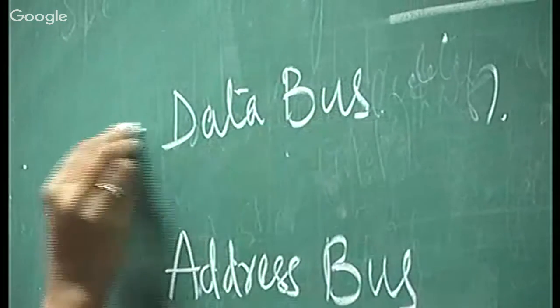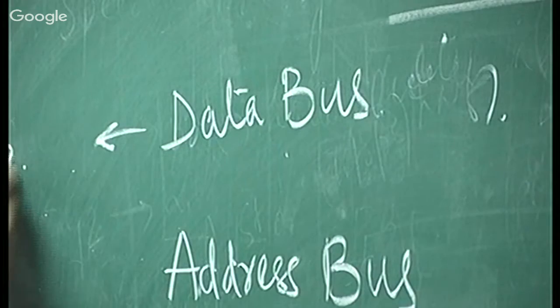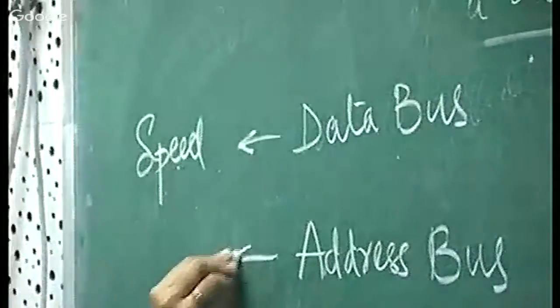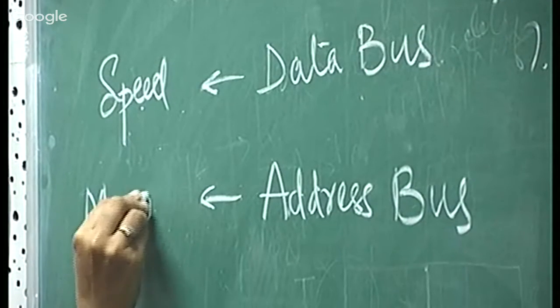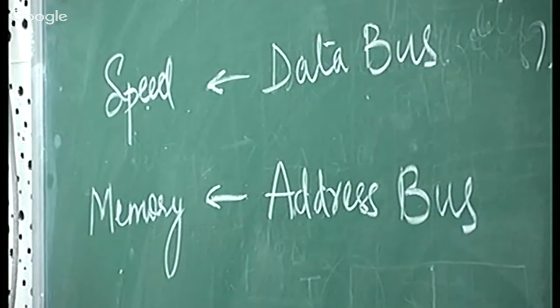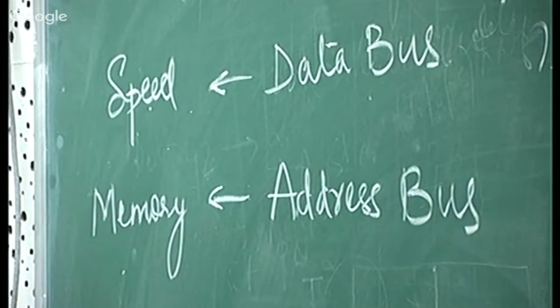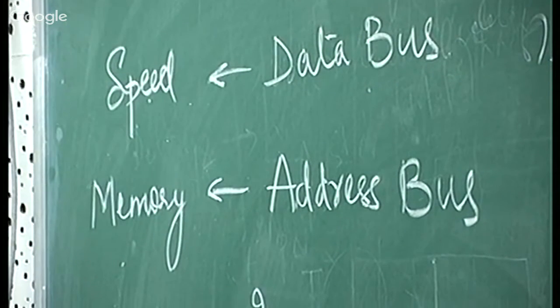Whereas the data bus determines the speed, the address bus determines the memory. How? The total amount of memory which can be mapped by a microprocessor or a microcontroller is given by 2 raised to power n.